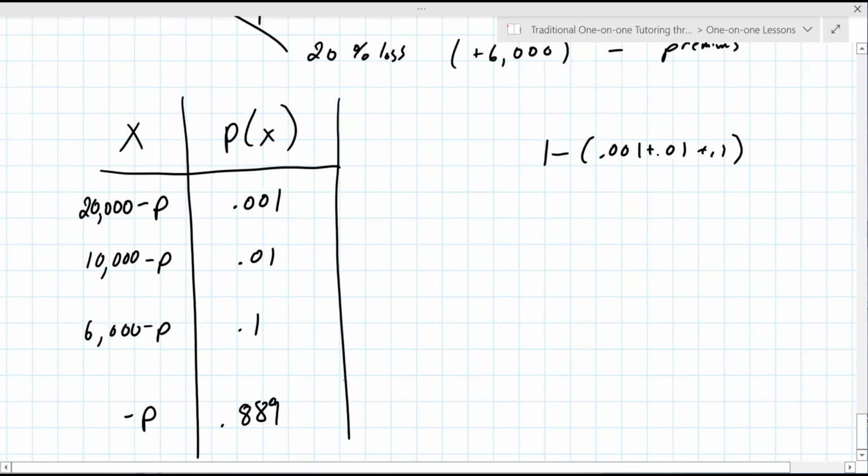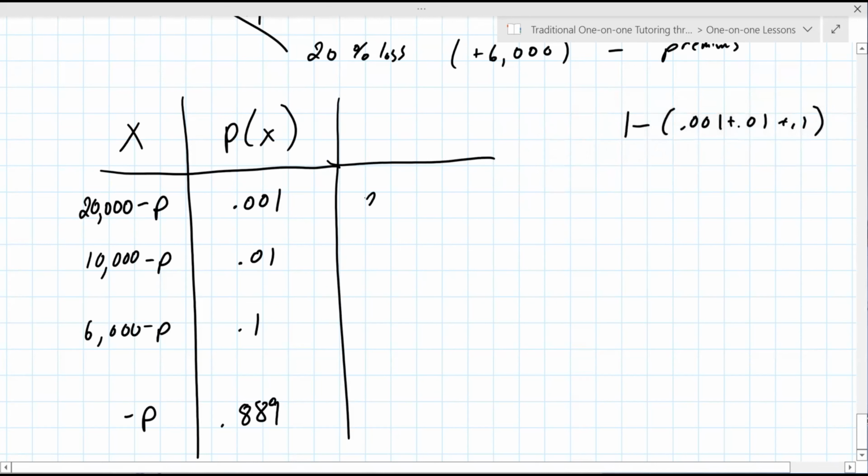Okay, and then I mentioned this before. You really want another column here where you multiply these together. Unfortunately, this one you don't get a number. You get an equation. So times 0.001.